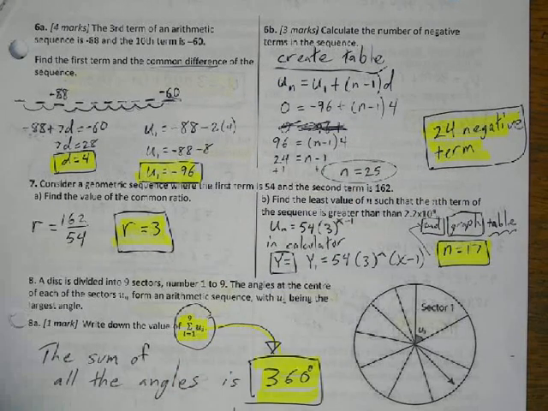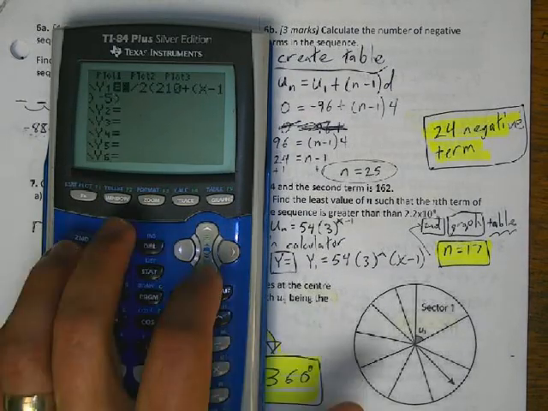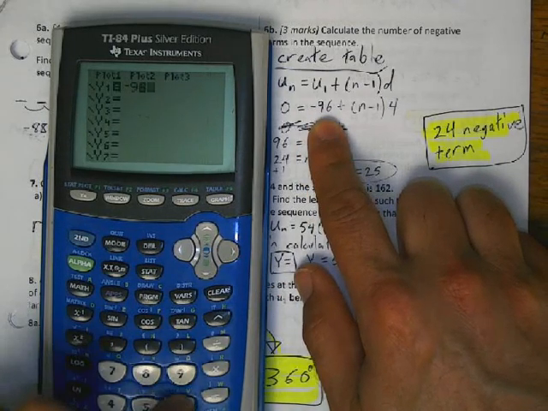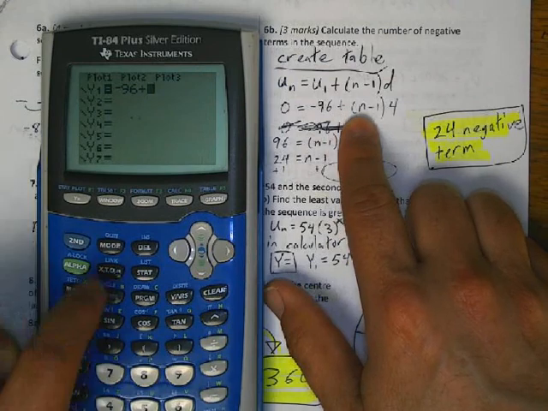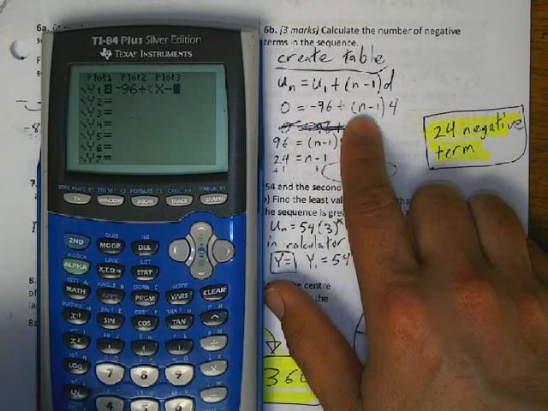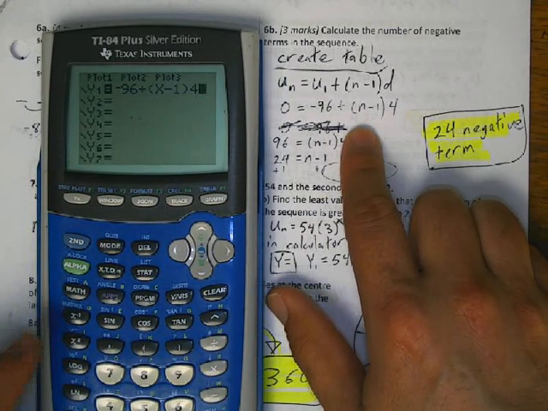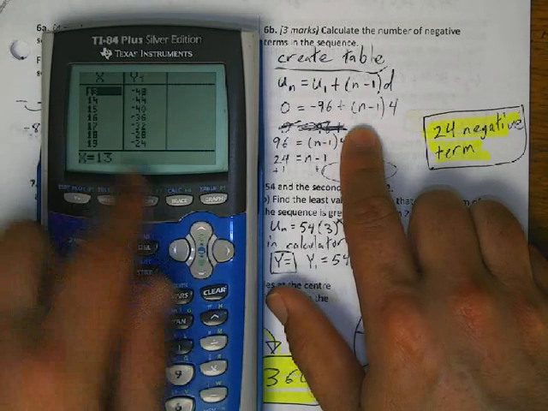I could do this with a calculator too. So if I clear, I typed in this equation, -96 plus parentheses x minus 1, close parentheses, 4. And I could do second graph to get a table, and I can keep going up.